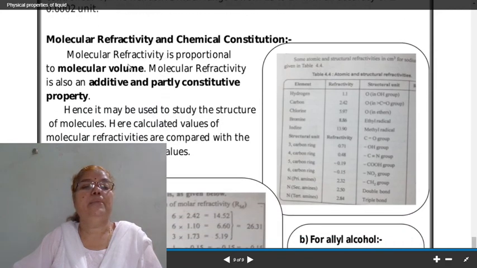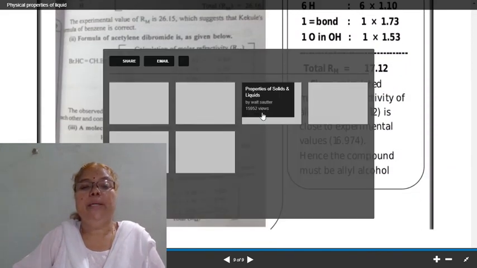and here this is today's point. Simply here you have to calculate the molar refractivity values, and these are compared with the experimental or observed values. And if these two values are very close to each other, then that structure is correct for the molecule. So study well.